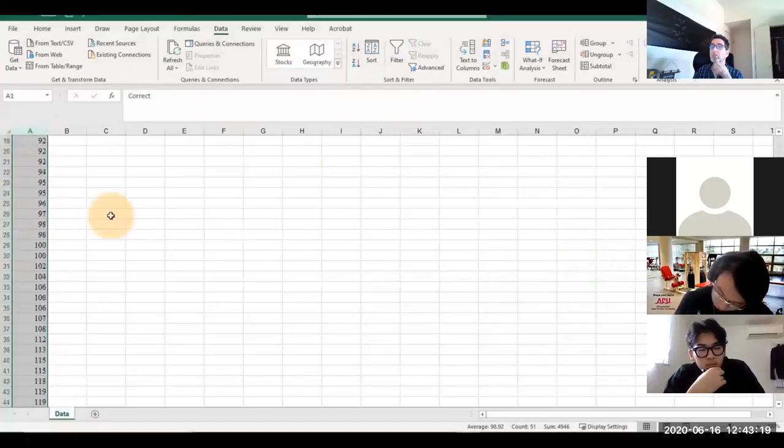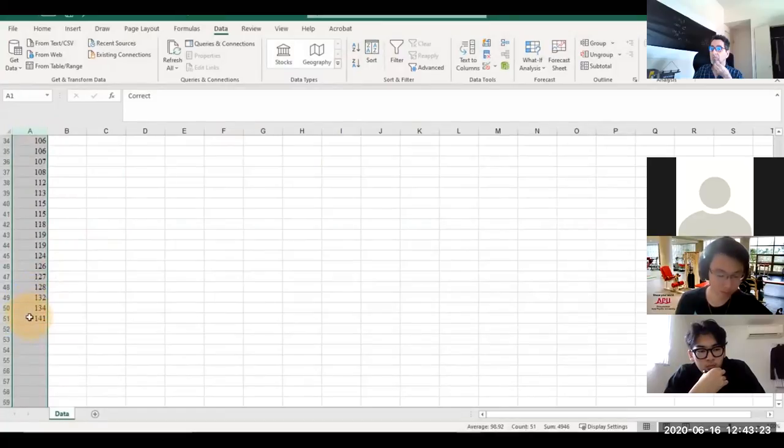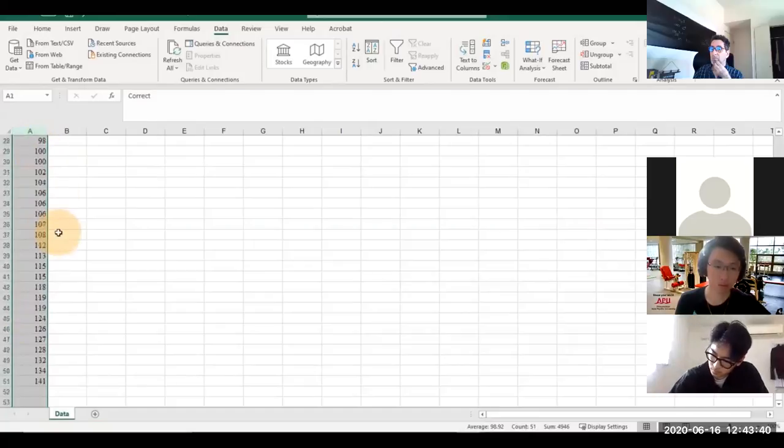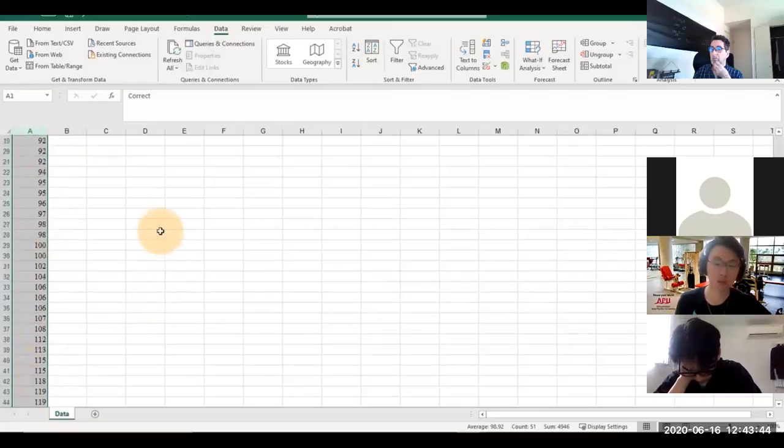So we have the same data, but it's been sorted. There's 50 pieces of data because the first row is the header. Okay, so now we see that the smallest data is in the 60s, and the largest data is in the 140s. So this is the way we would do this.